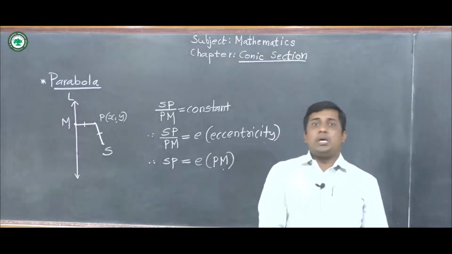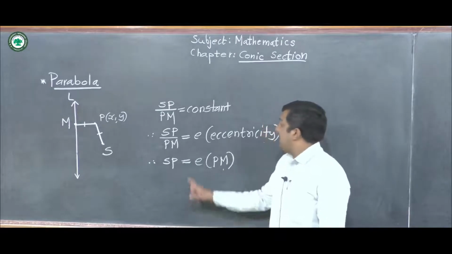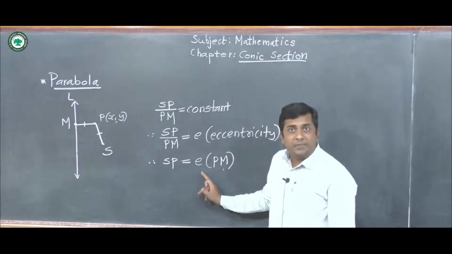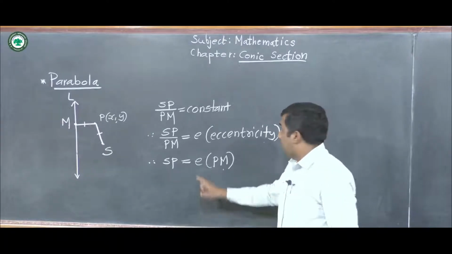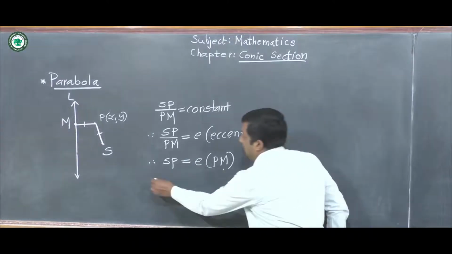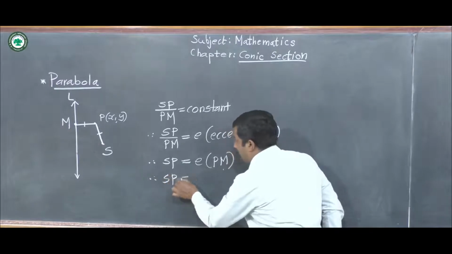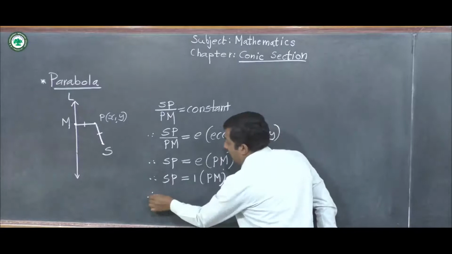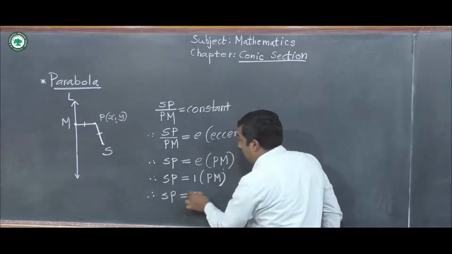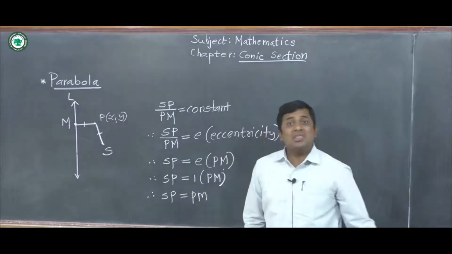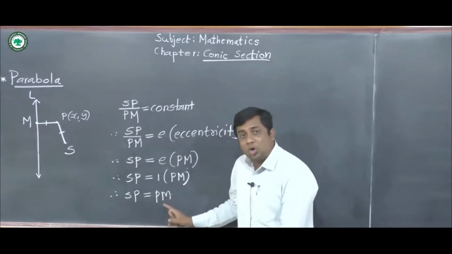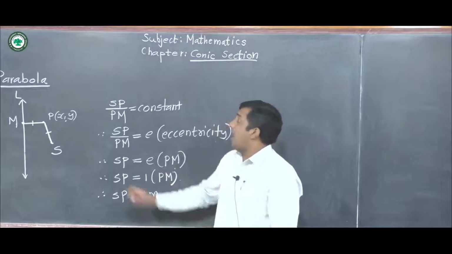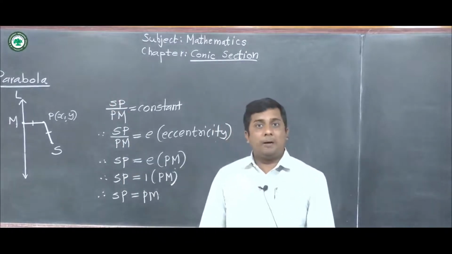In the last lecture, we saw that everything depends on the nature of e. If the value of e is 1, then we get SP is equal to 1 into PM, and finally SP is equal to PM. That is, the length of SP and the length of PM are equal, and using this we define the parabola.